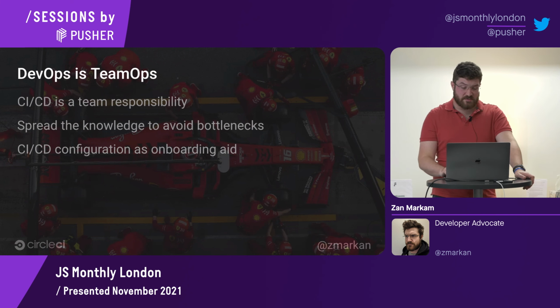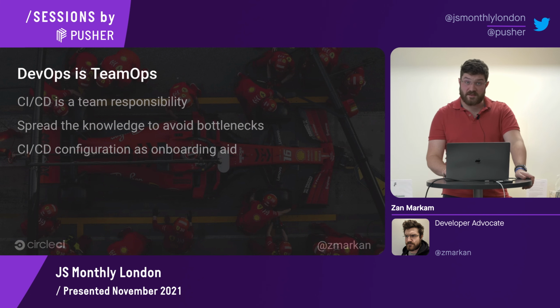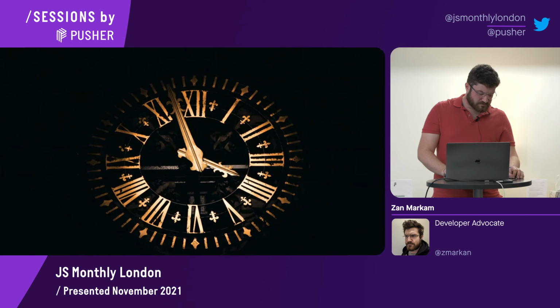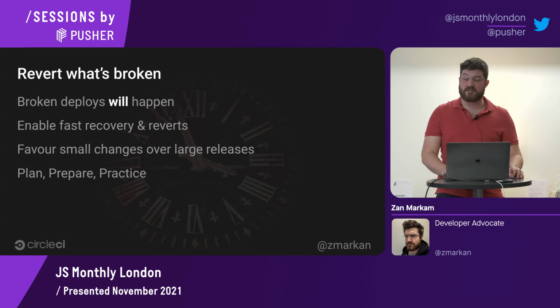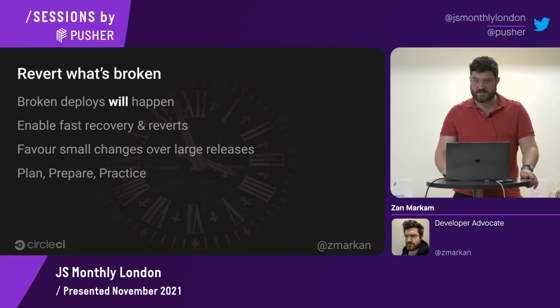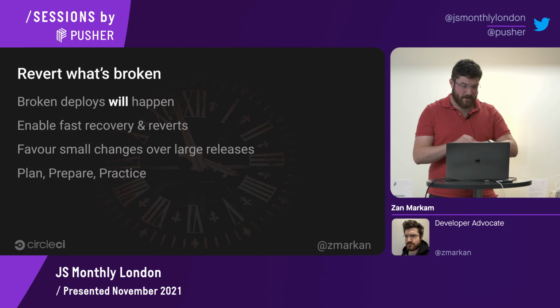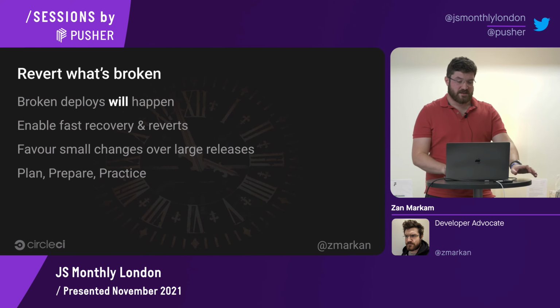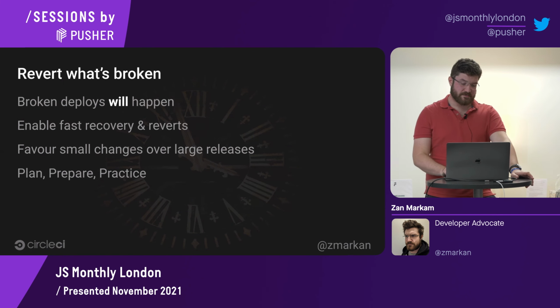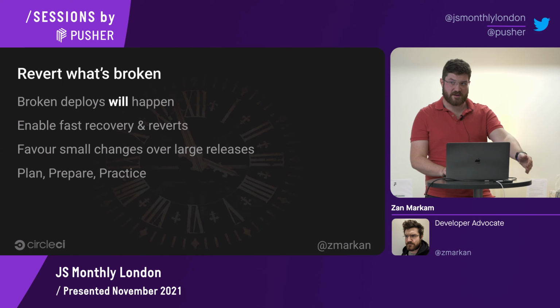And I mentioned in the beginning that CI/CD configuration can definitely be used as an onboarding aid. But yes, remember that story of deployment from the beginning, where all of our tests had passed, all of our automation was in place, but we still broke something. That's just the reality of life. Broken deploys will happen. They will happen to anyone, everyone, wherever. You can just minimize the risk of them happening, but you still need to be prepared for them to happen.